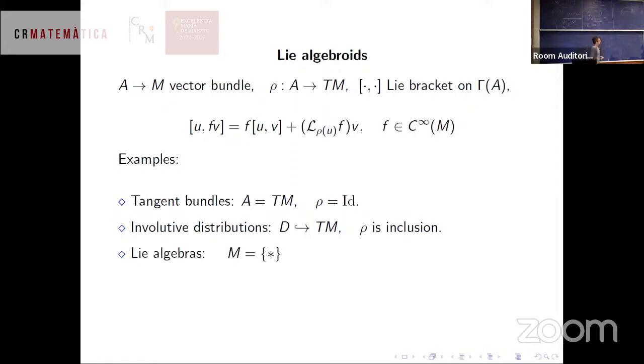Now, again, if you set M to be a point, then you don't have to worry about the anchor. Your vector bundle becomes a vector space, and sections just become elements of the vector space, and you get an honest Lie algebra.